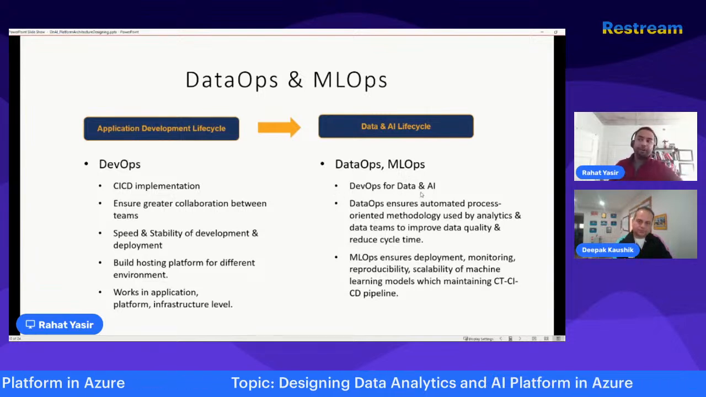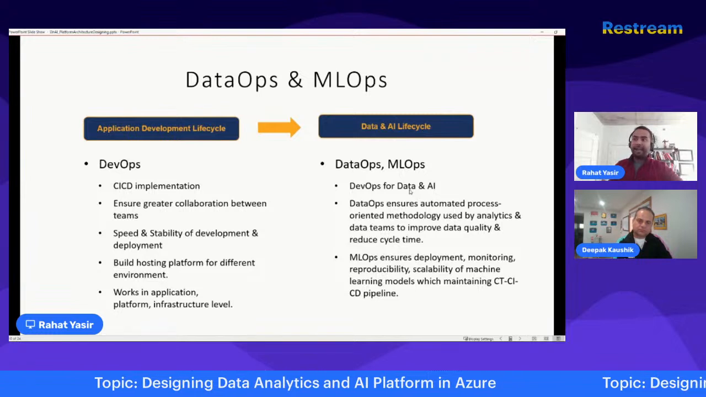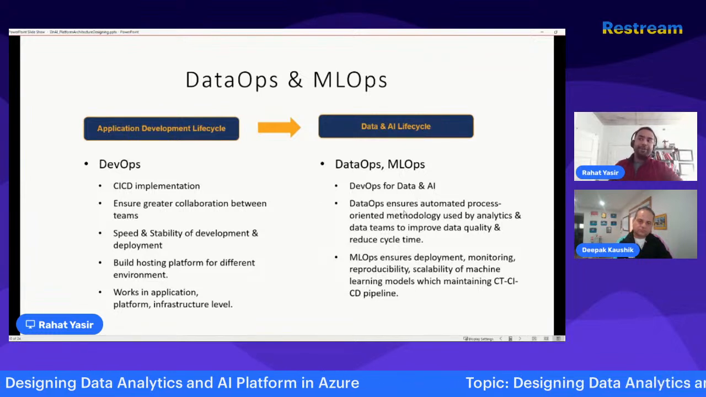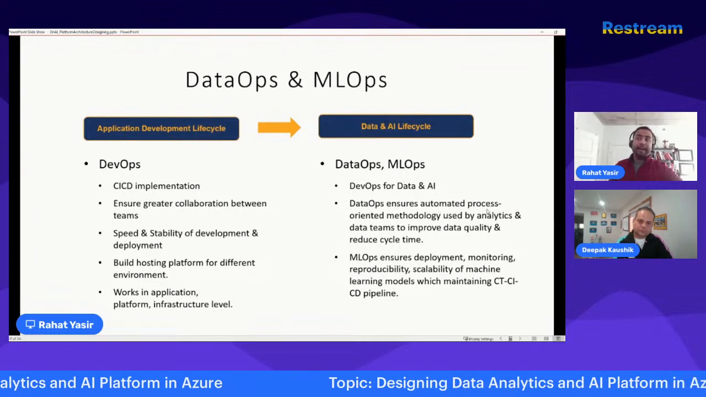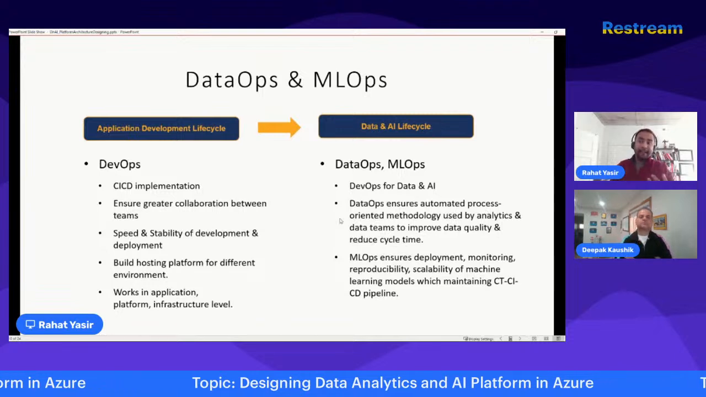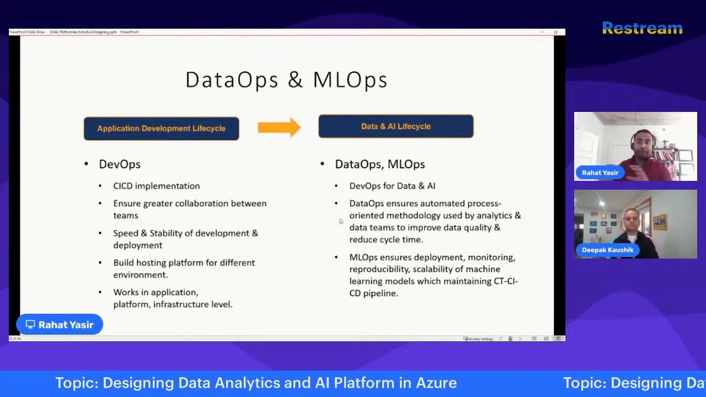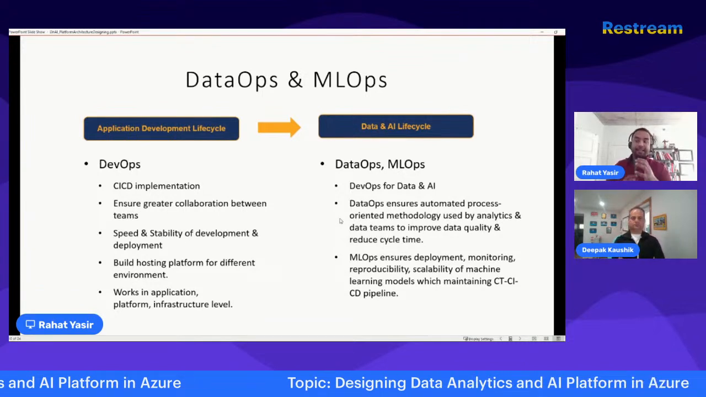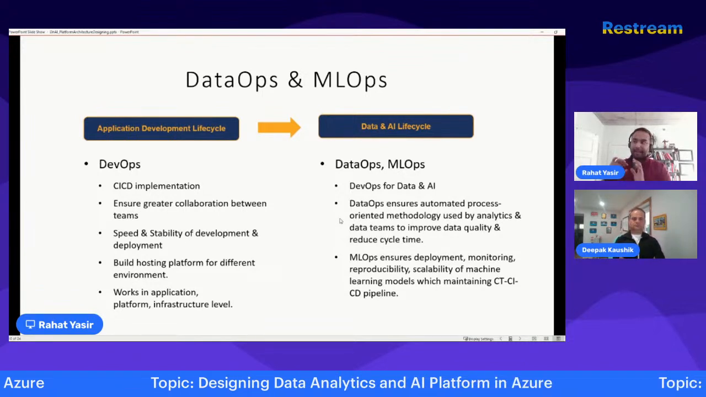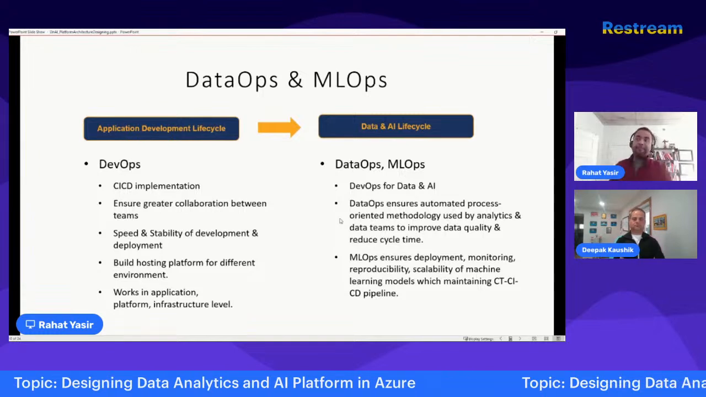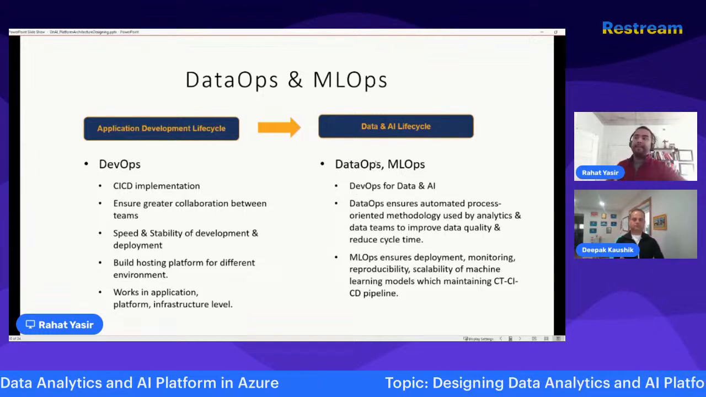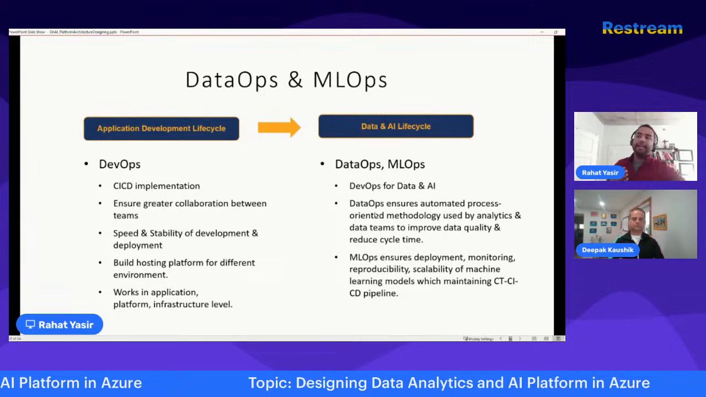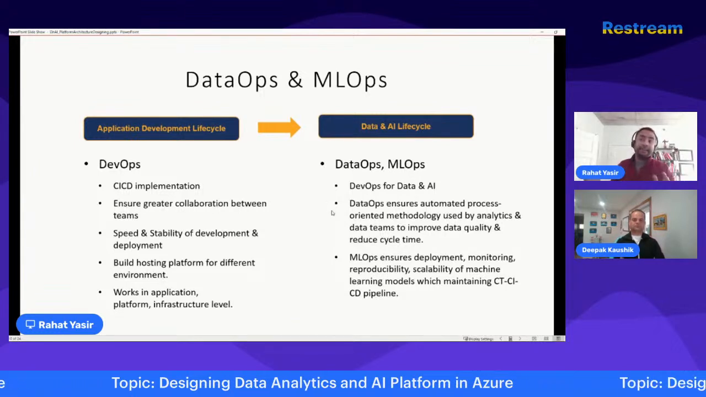So the similar role, but within the data and AI lifecycle, data ops ensures the automated processing of data, data ingestion, automated data quality checking, data quality monitoring, so that the manual process is reduced and the entire life cycle is automatically maintained and handled. So we also call it a data, someone who maintains the data lineage.